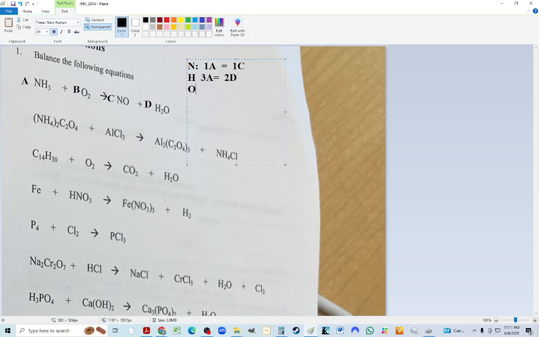Then I look at oxygen. Do I see any in A? No. Do I see any in B? Yes, 2B. Hit equal sign. Do I see any in C? I see 1C, and I see 1 in D. So I say 1C plus 1D.